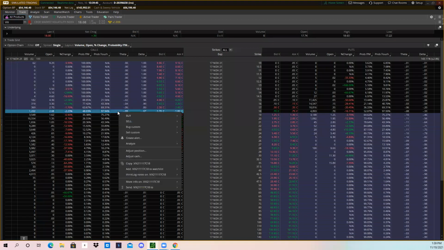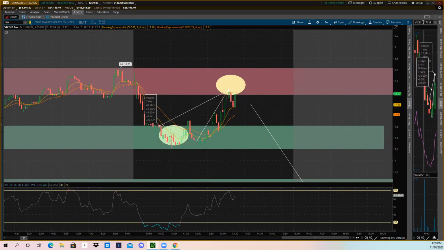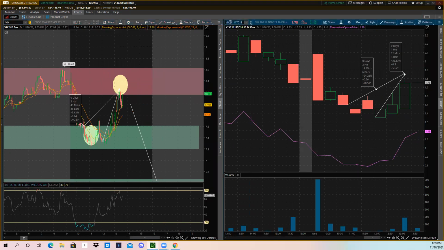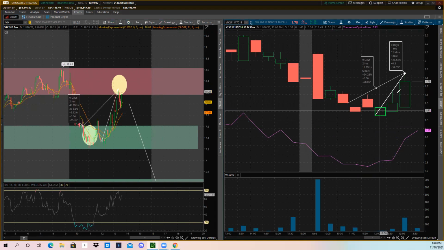If you right click, you can copy it, and then you can go to your charts. You can pull up another chart like I've done here, and paste it in there. You hit control, paste, boom. Now we've got the value of this option chain, what the option is worth, and we can see what that was at the precise times.